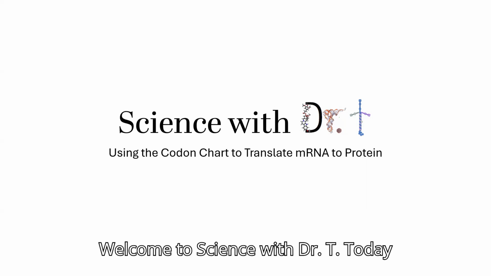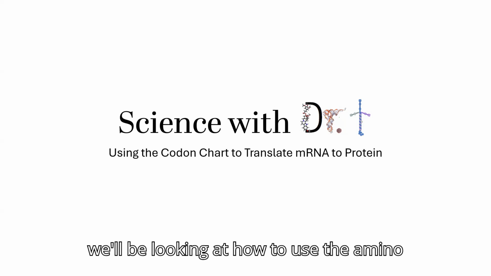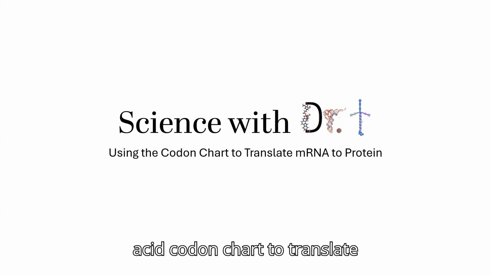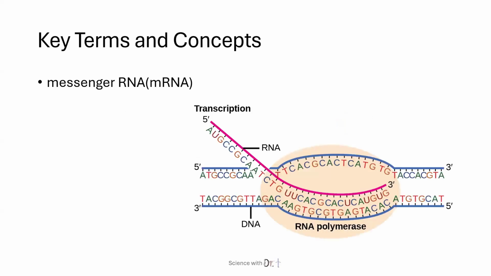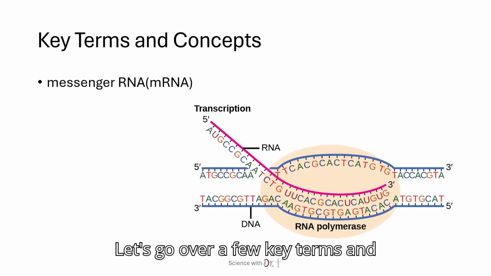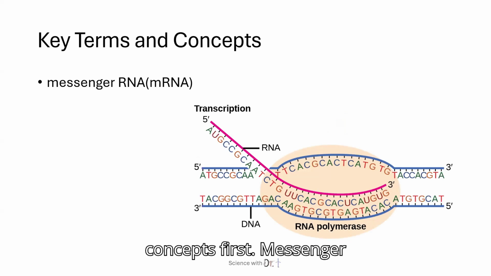Today we'll be looking at how to use the amino acid codon chart to translate mRNA to protein. Let's go over a few key terms and concepts first.